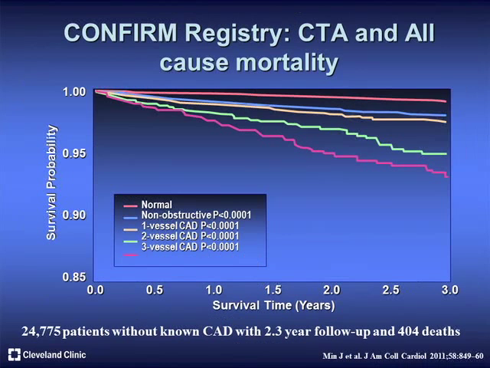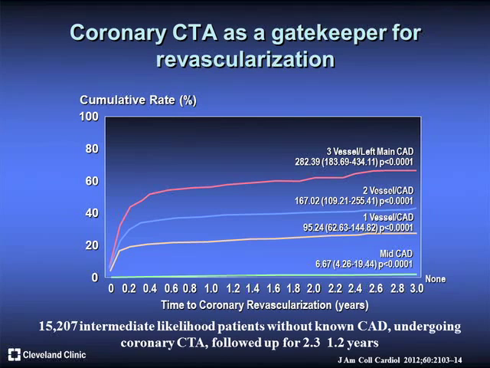Now, again, prognosis. For an imaging test, it is important to have prognostic data. According to this CONFIRM registry, if you have no CAD, your intermediate-term outcomes are very good. If you have 3-vessel CAD, your outcomes are significantly worse compared to the rest of the group.